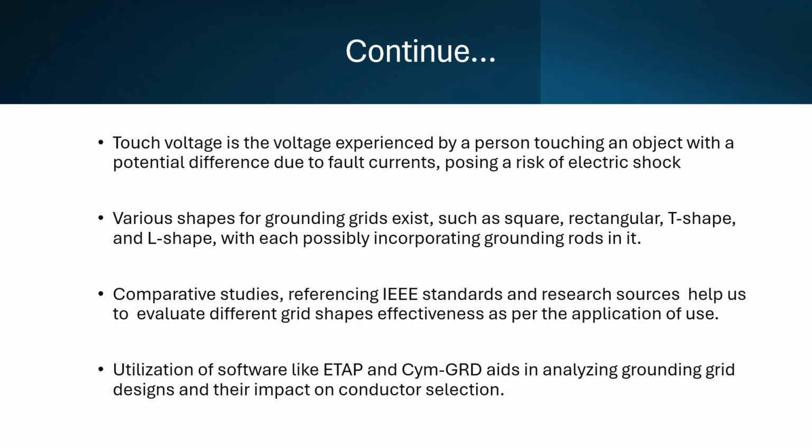Along with that, this whole project is made in a software called ETAP, and there is another software called CYMGRID, which aids in analyzing grounding grid design and its impacts on the conductor selection.